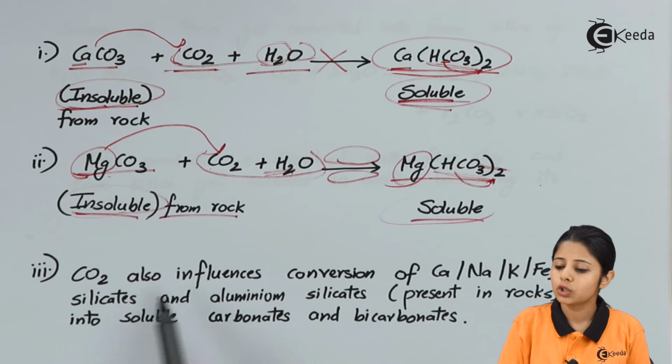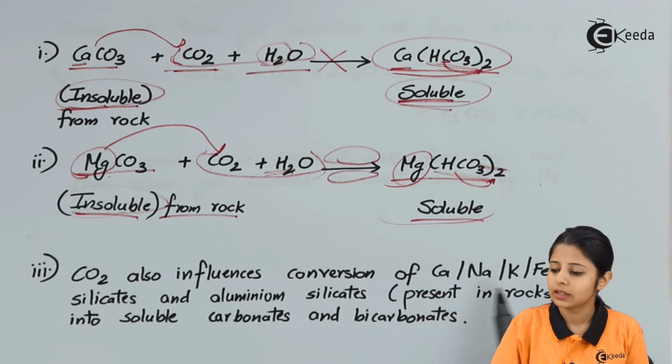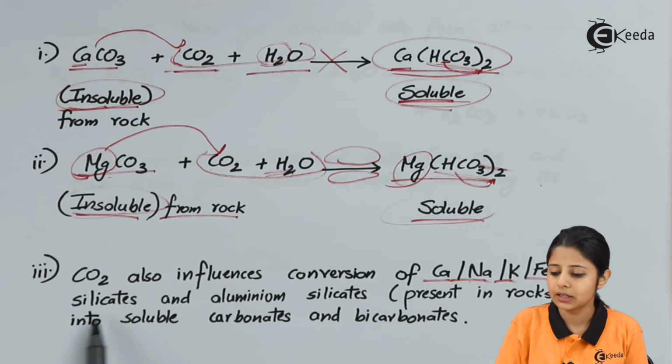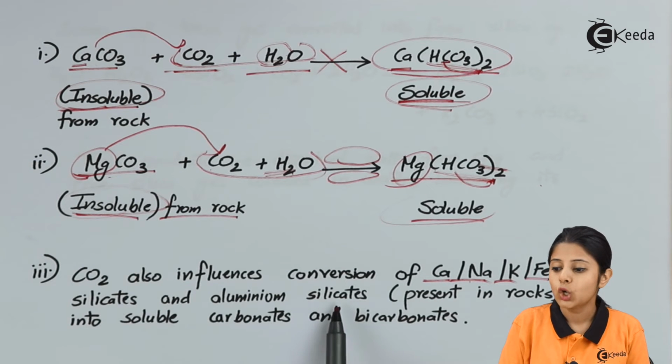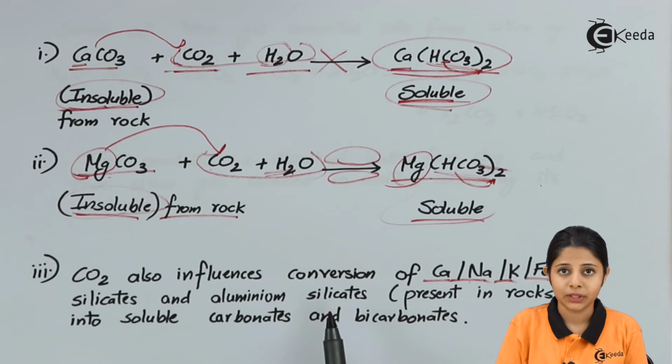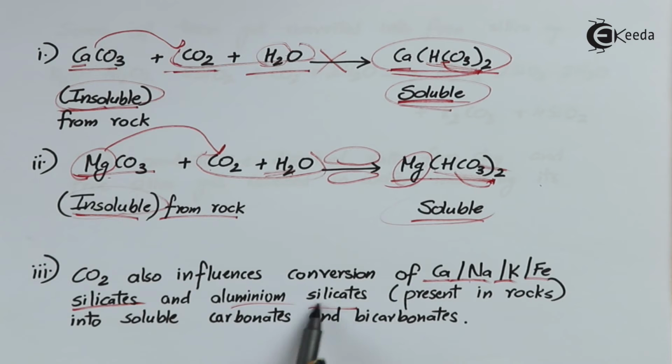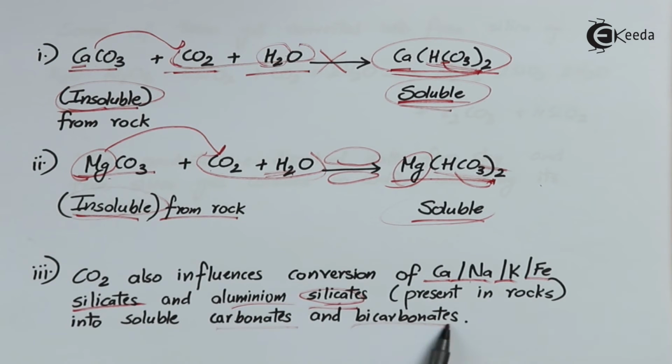The third point is CO2 also influences conversions of Ca, Na, K, Fe, that is calcium, sodium, potassium, and iron silicates and aluminum silicates, not only the carbonates or the bicarbonates. So other than that, CO2 also influences conversion of calcium, sodium, potassium, and ferrous silicates and aluminum silicates. So it also takes the silicates of various elements over here, and it also helps in the conversion of that from insoluble impurities to soluble impurities, which lead to hardness of water present in rocks into soluble carbonates and bicarbonates.